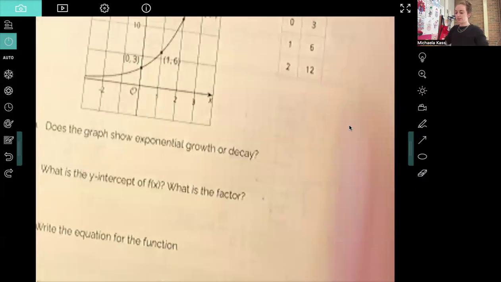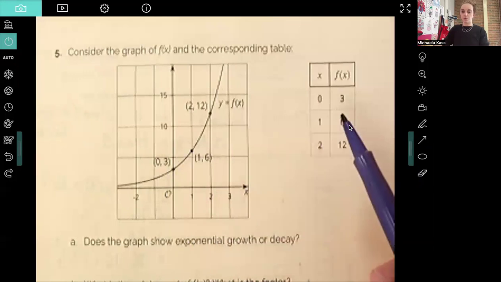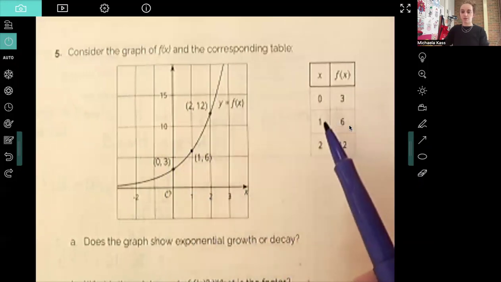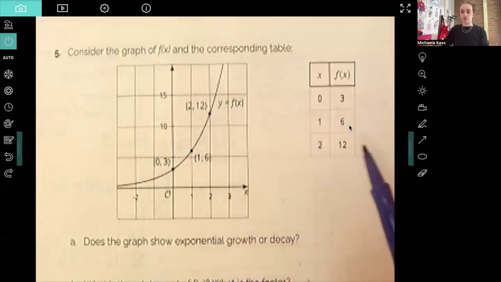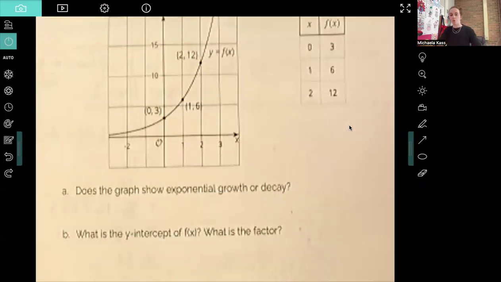Okay, let's go ahead and flip it. Next problem here, we got: consider the graph f of x, the corresponding table. So it looks like we have this point here in our table, this point here in our table, and our last point in our table. Does the graph show exponential growth or decay?